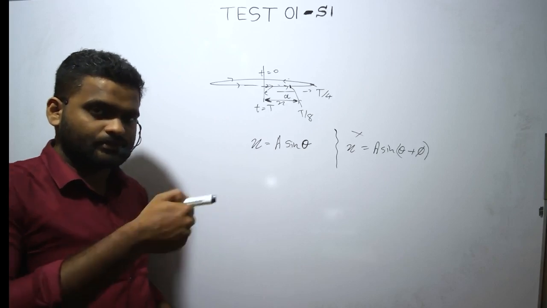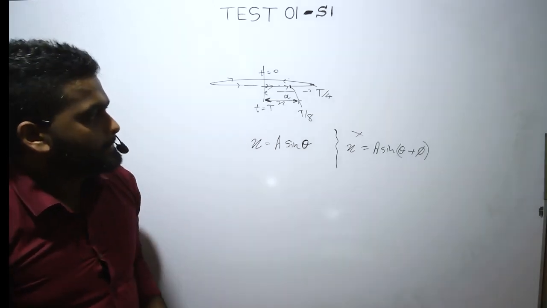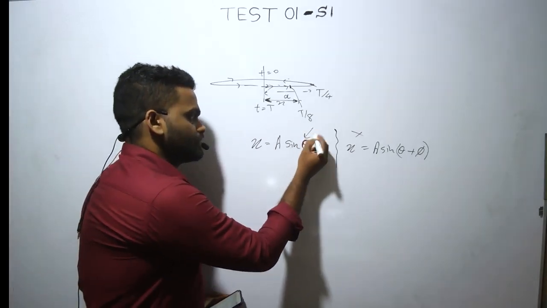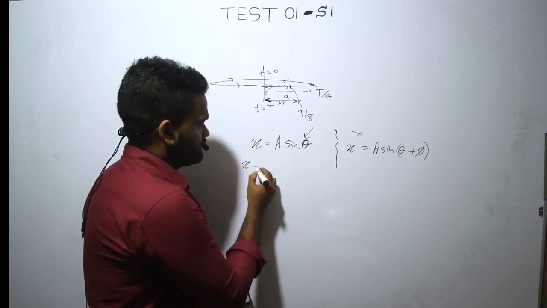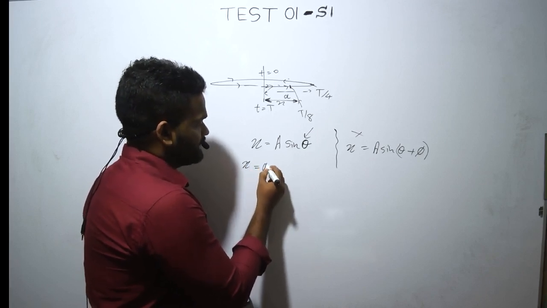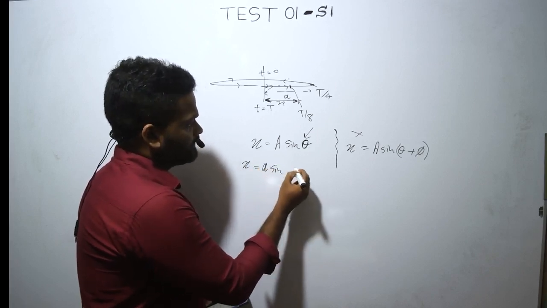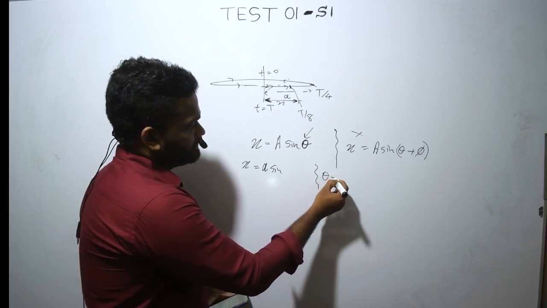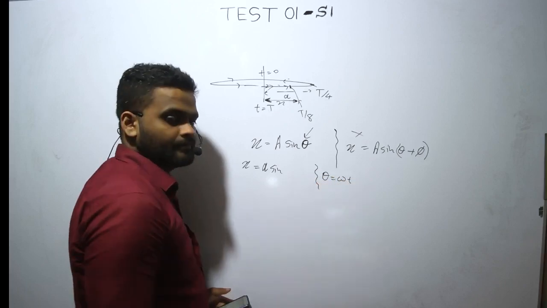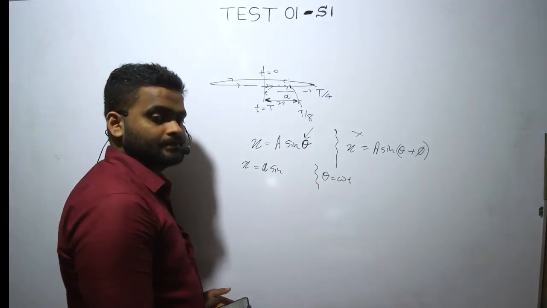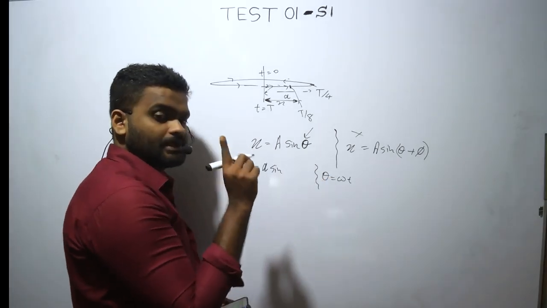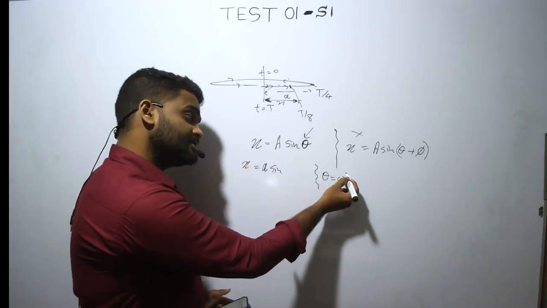I'm revising the theories for you as well, right? Okay, so we can use this one, right? So x equals amplitude A sine. Instead of this theta, we can use omega t, right? Omega t. So you know that in a simple harmonic motion, omega is constant, right?